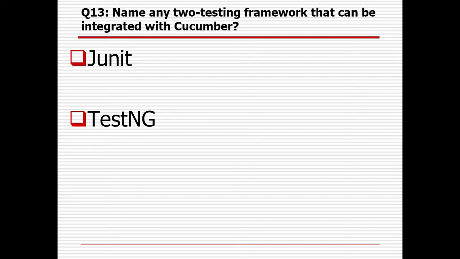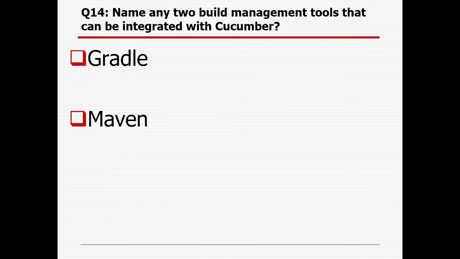For a Ruby based framework you can use Cucumber, right? What are the different frameworks that can be integrated with Cucumber easily? JUnit and TestUnit, these are the two frameworks which can be integrated with Cucumber easily. What are the different build management tools that can be integrated with Cucumber easily? These are nothing but Maven and Gradle for build management.